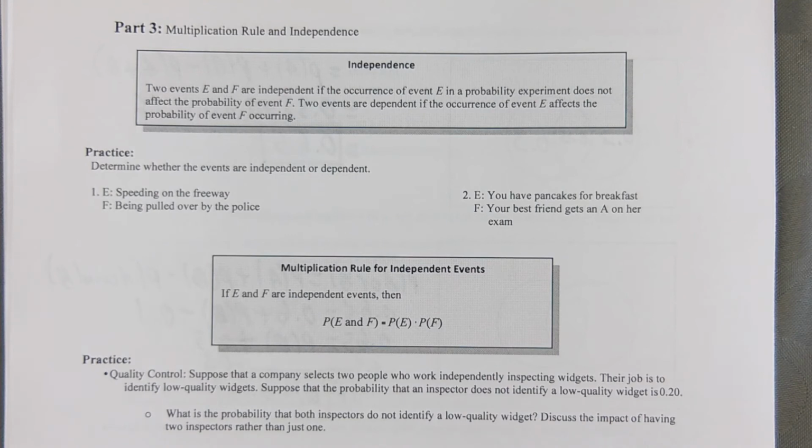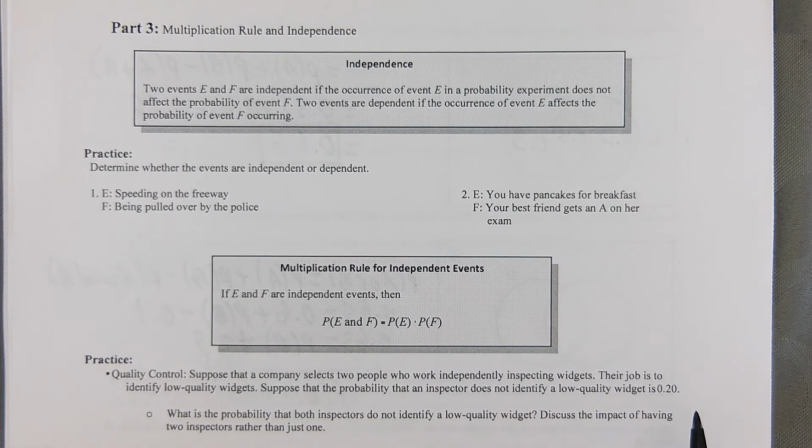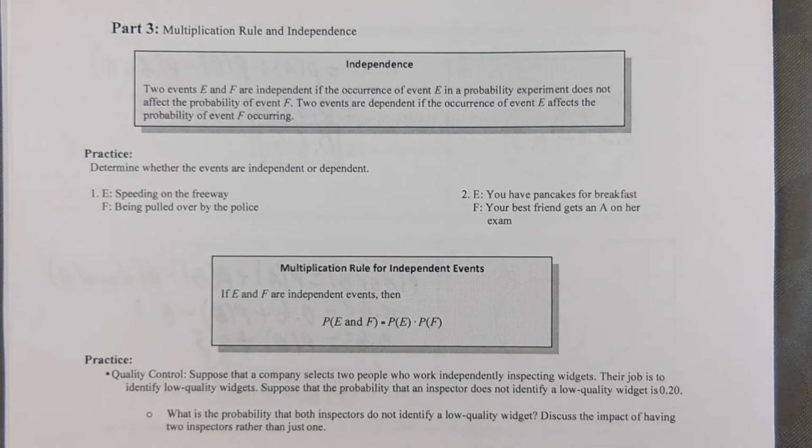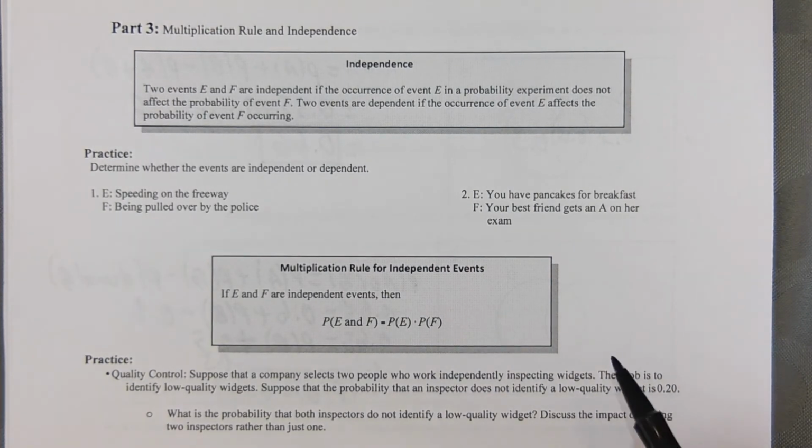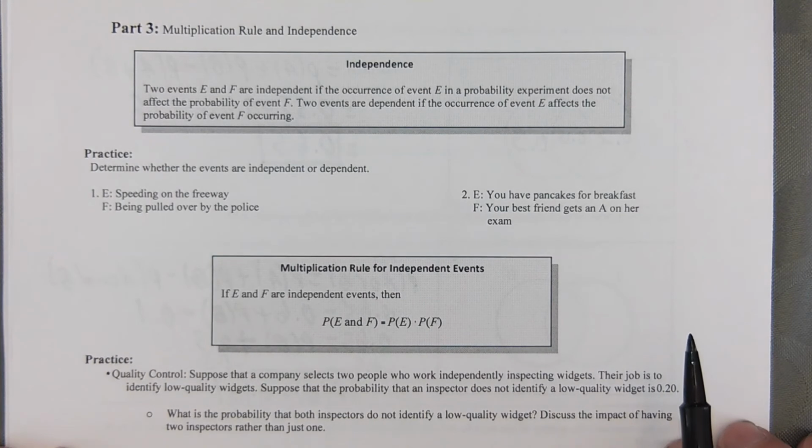Hello. Today we're going to talk about probability again. We're going to talk about the multiplication rule. And we're going to start off by talking about independence. Two events are independent if when one event happens, it does not affect the other event in any manner at all as far as its probability goes.